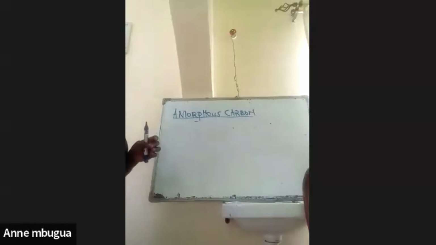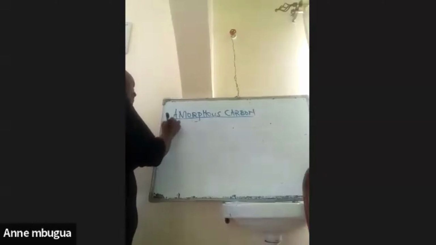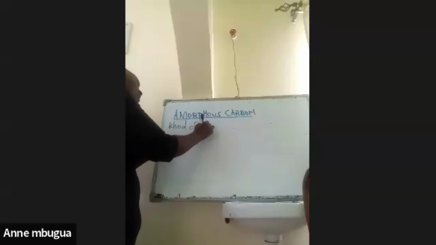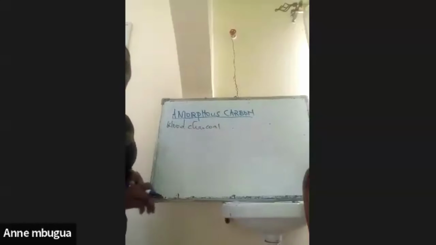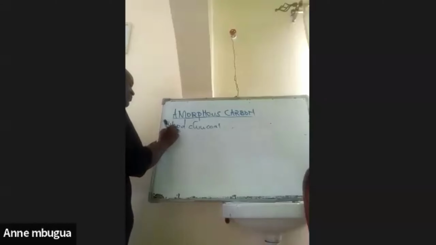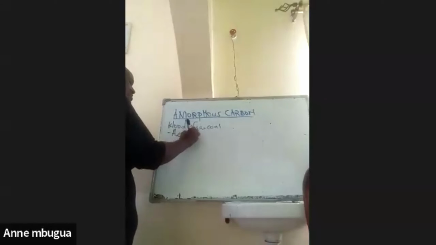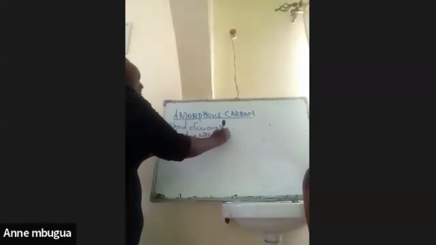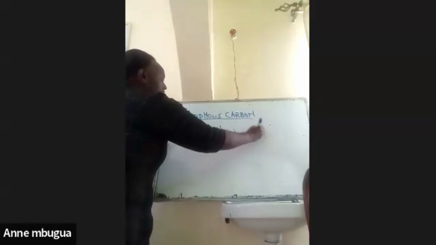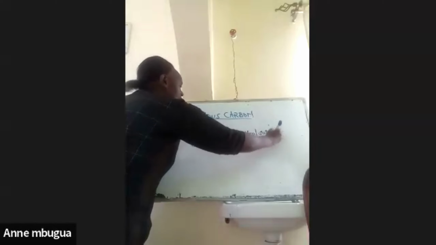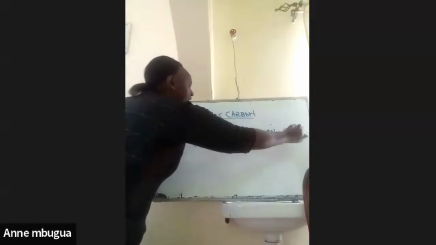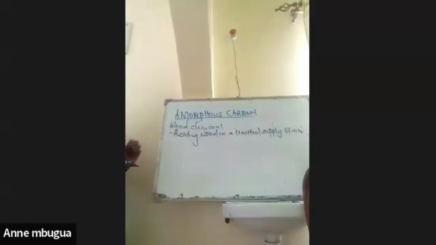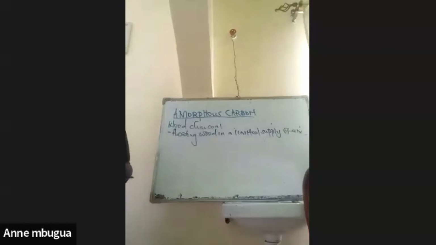The second example of the amorphous form of carbon that I gave is the wood charcoal. We are all familiar with the wood charcoal, makaa. This one is made by heating wood in a limited supply of air.